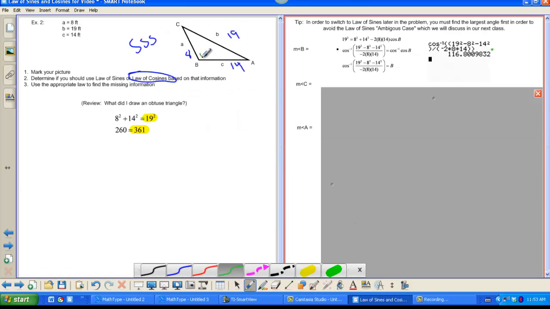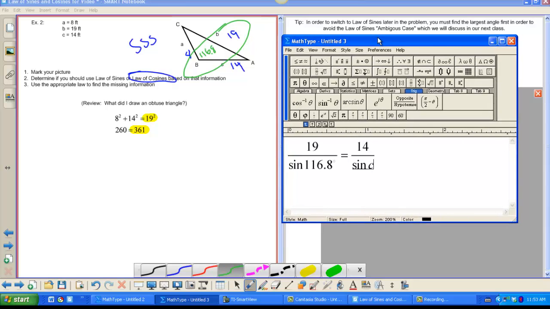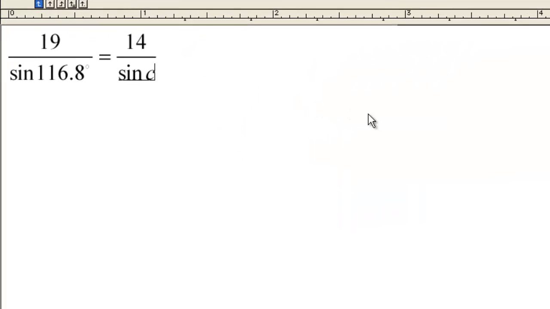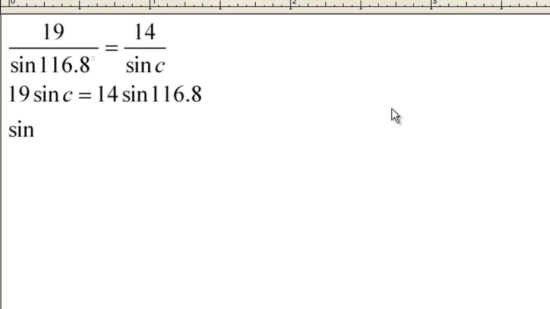Okay, now we're going to go to the measurement of angle C. Now that I know that angle B is 116.8 degrees, I can switch to law of sines because I have the B family. So when I do that, 19 over the sine of 116.8 equals 14 over the sine of C. So again, let's math type this out. This means that 19 sine C equals 14 times the sine of 116.8.